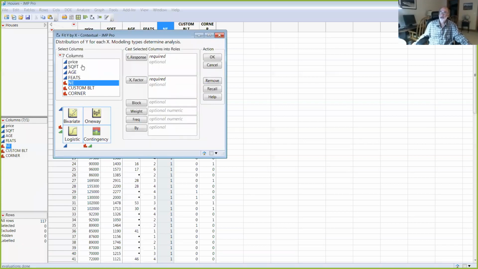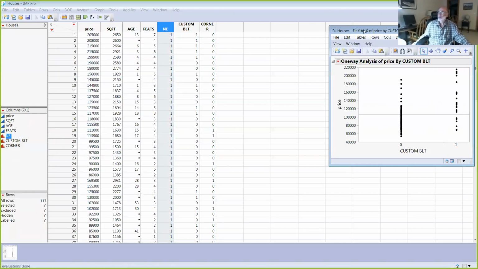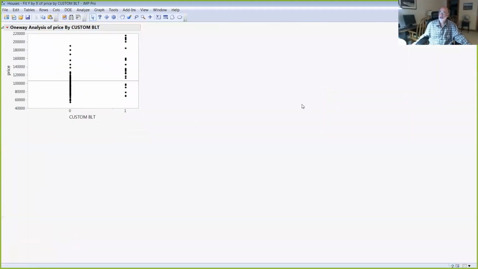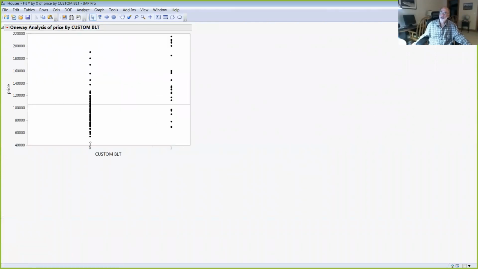So let's take a look at a couple of these. Let's say, does price respond to whether or not it's custom built? My expectation would be custom built homes cost more, they're more expensive to construct. What you get in the display is two sets of points. One's for the custom built homes, one's for the non-custom built. JMP allocates the space on the x-axis to how common these are. Custom built homes are not as common as non-custom built homes, so non-custom built take up a larger space on the x-axis.